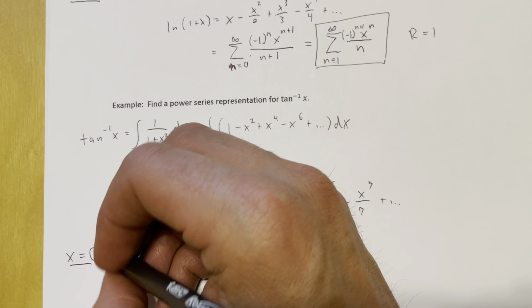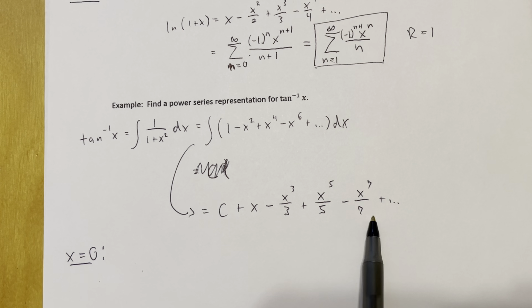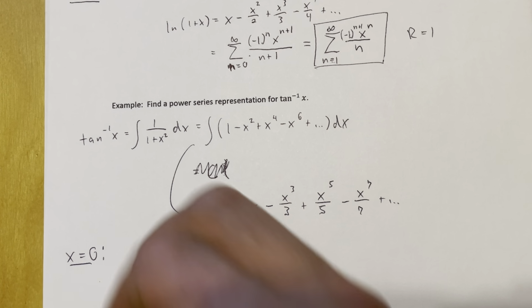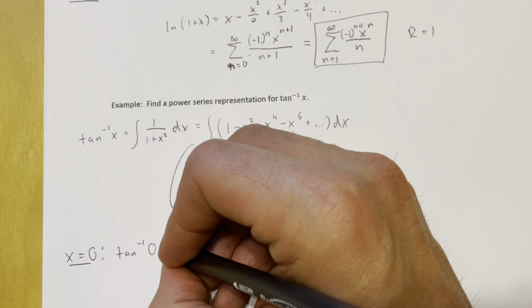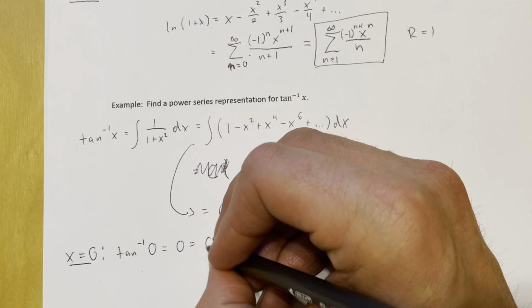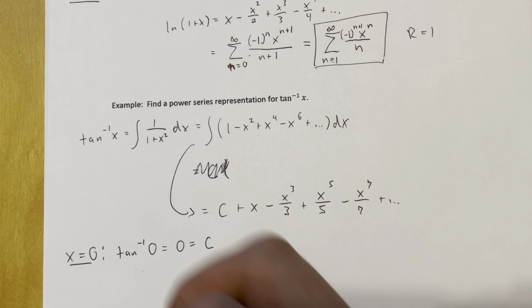The best choice, again, is x equals 0, because on the right-hand side, all of these terms just go to 0, leaving me with just x. On this side, I get the inverse tangent of 0, which I know is equal to 0, and also equal to c. So c must be equal to 0, which means I can just eliminate it.